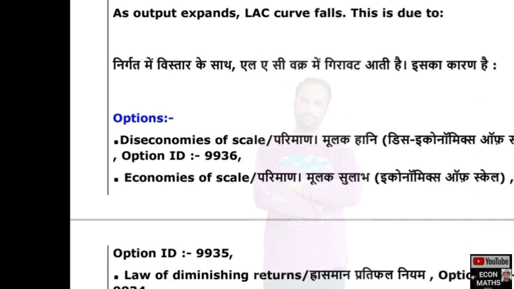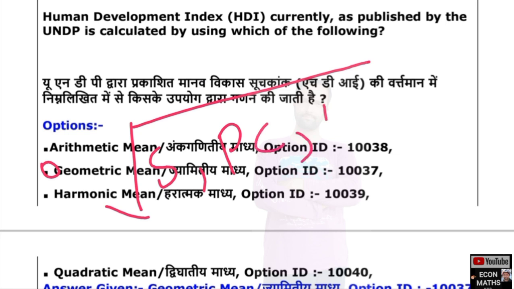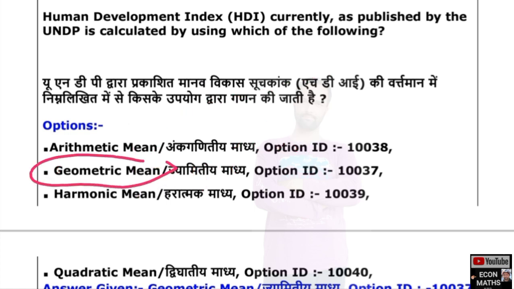So next question is Human Development Index HDI, currently as published by the UNDP, is calculated by which of the following methods? Arithmetic mean, geometric mean, harmonic mean, or quadratic mean. In calculating HDI, we use the geometric mean. That means we take the geometric mean of the three proxy variables, that is standard of living, per capita income, and life expectancy. The correct option should be geometric mean then.